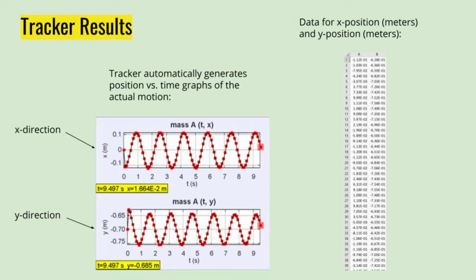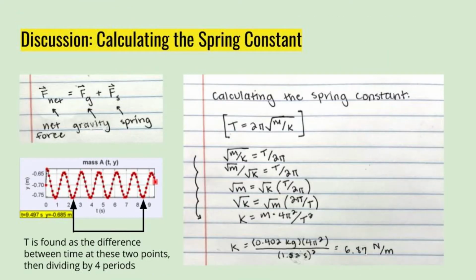To describe the predicted motion, we first need to address the net force in this model. The only two forces that are present are the force of gravity, which always points in the negative y direction, and the spring force, which changes direction based on the position of the load.